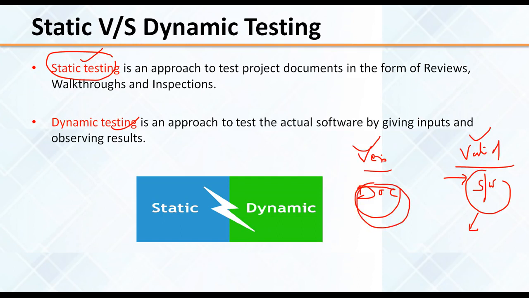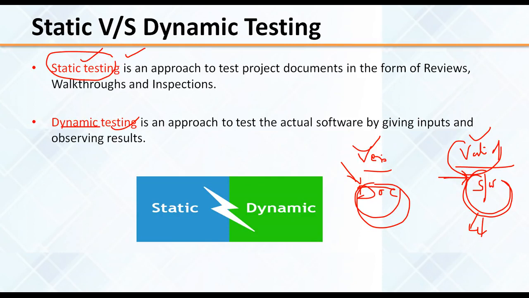Documents are always static. That's the reason conducting reviews, walkthroughs and inspections on the documentation is called static testing. And testing the software dynamically by giving inputs and getting outputs comes under dynamic testing. So dynamic testing is a technique of validation testing. These are interrelated. Got my point?